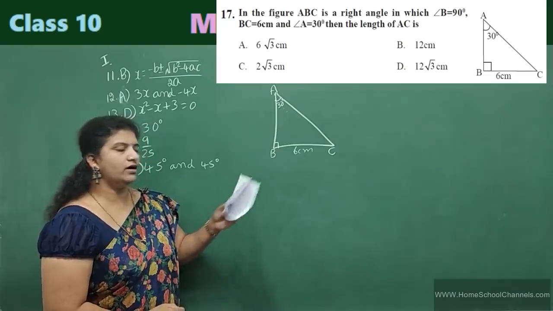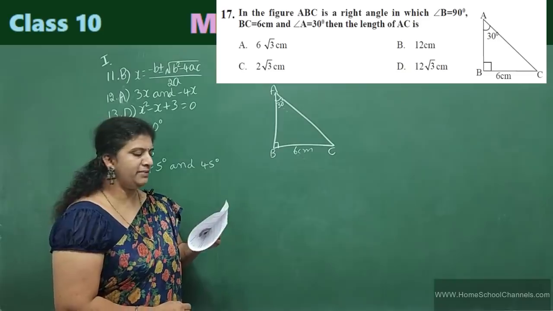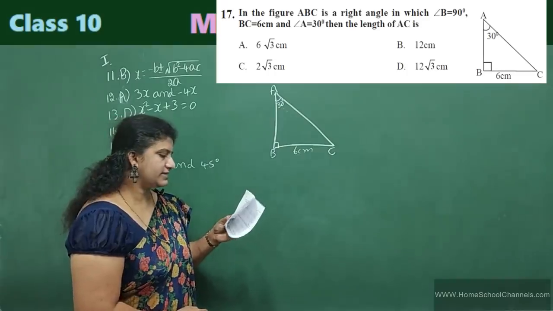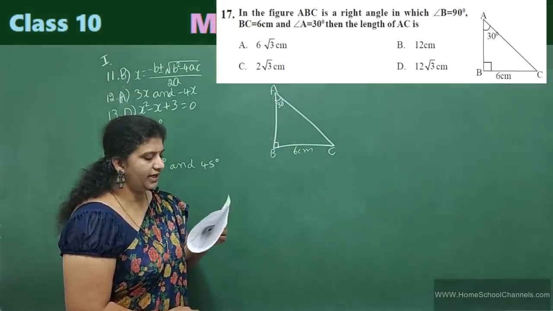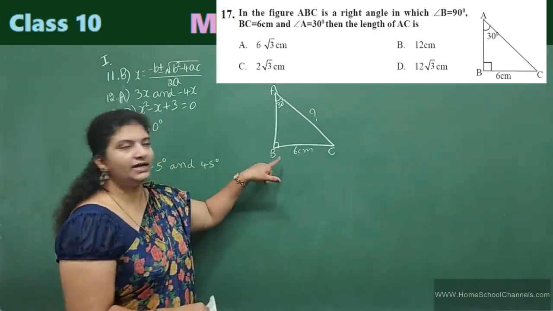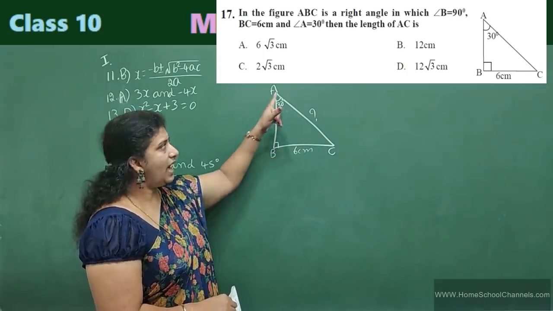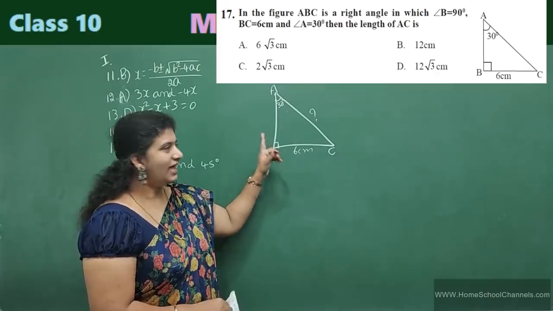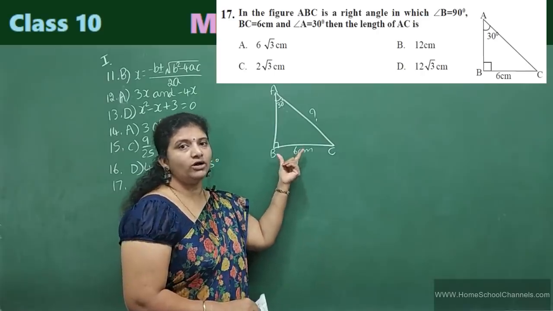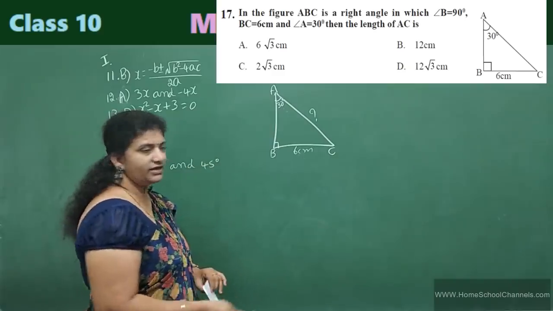17th one, in the figure ABC, you can see the figure over there, is a right angle triangle in which angle B is equal to 90 degree. Angle B is right angle. BC is equal to 6 centimeter, angle A is equal to 30 degree, then the length of AC. Observe carefully, right angle, your angle is here. And we know what is this side? Angle's opposite side is opposite. And right angle opposite side is hypotenuse. We are talking here about opposite and hypotenuse. Which ratio? Sine. And your theta value is 30 degree.